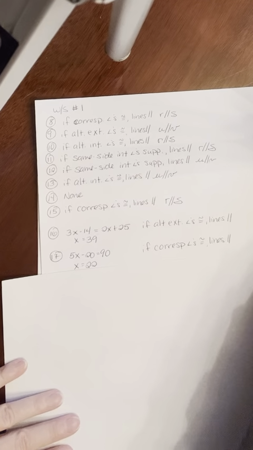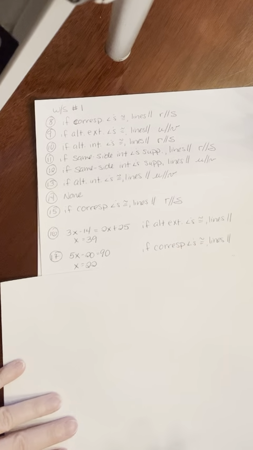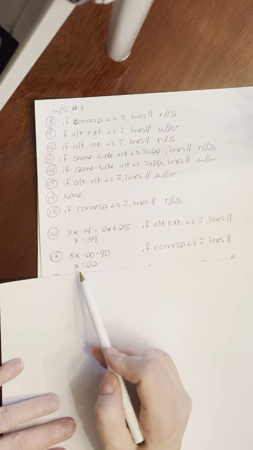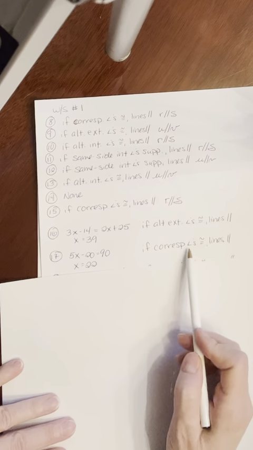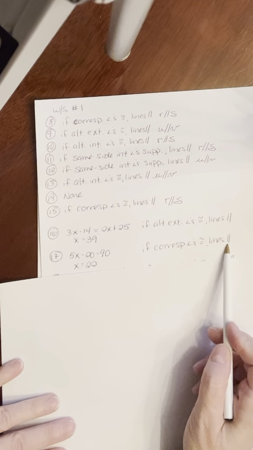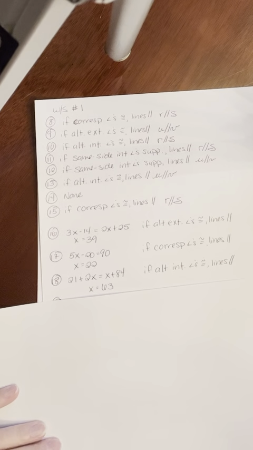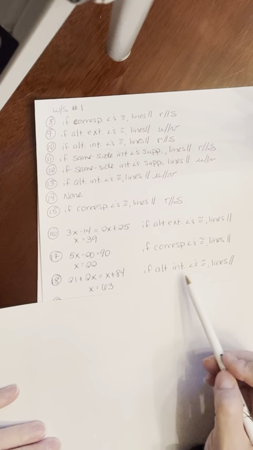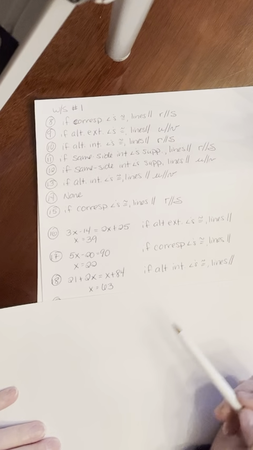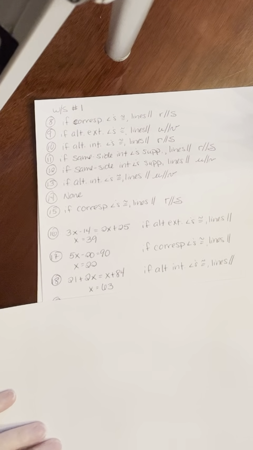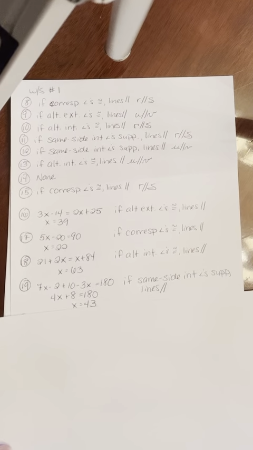Okay, solutions then. Here we go, welcome back. Solutions. So for 17, x equals 25. If corresponding angles are congruent, the lines are parallel. For 18, x equals 63. If alternate interior angles are congruent, then the lines are parallel. Number 19, x equals 43. If the same side interior angles are supplementary, then the lines are parallel.